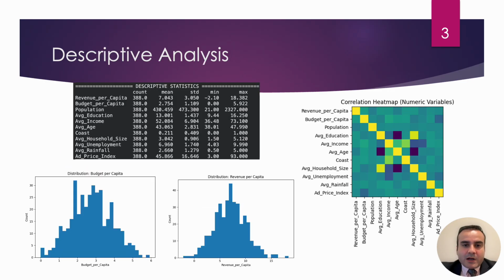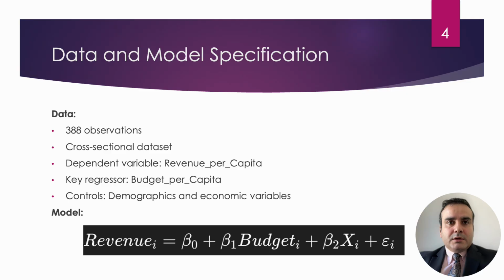Before estimating the model, I examined the data descriptively. There was a strong association between the budget and revenue, with no extreme outliers. The dataset consists of 388 cross-sectional observations. The dependent variable is revenue per capita, and the key independent variable is budget per capita.